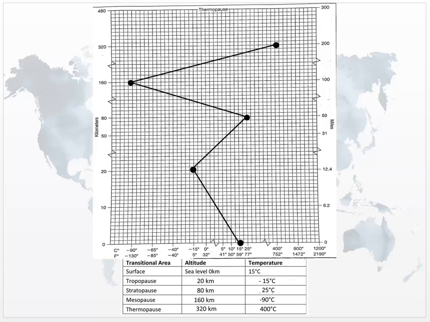So this is our lab for today, and hopefully the atmospheric profile mini lecture taught you something new. All right, get to it.